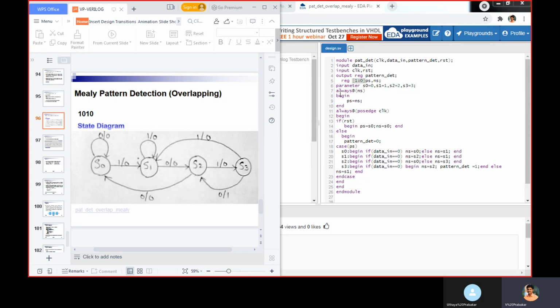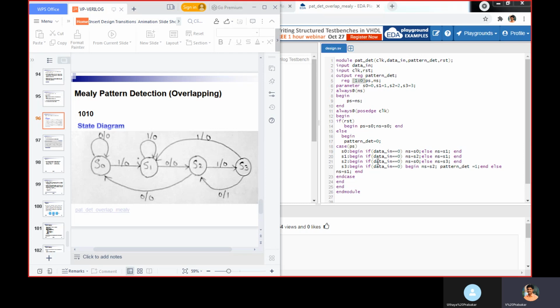Here, from line number 7 to 10, there is another procedural block, always at NS. Wherever NS changes, automatically in this block present state equal to NS. Next state will be assigned to present state. Each time when the next state changes, this block will execute. Here, assume that present state is S0. We are checking data in. If it is 1, next state is S1. By using this block, NS, that is S1, will be assigned to PS. So next time at the clock edge, PS is S1, so it will choose this alternative, S1.